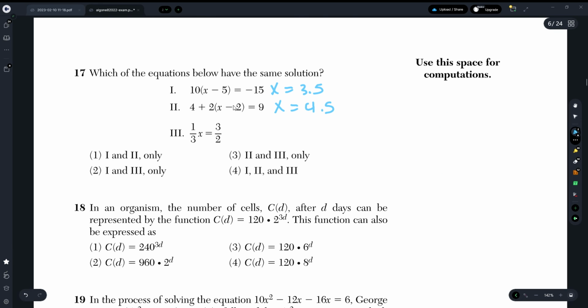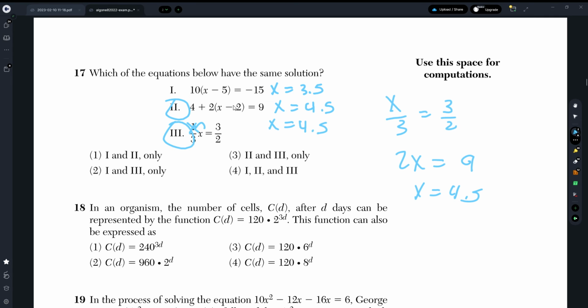Right here, our last one, we have x over 3 is equal to 3 over 2. We can cross multiply, so here we have 2x is equal to 9. Divide by 2, we know that x is equal to 4.5. So we know that 2 and 3 have the same solution because the x value is the same, and that's answer choice 3.